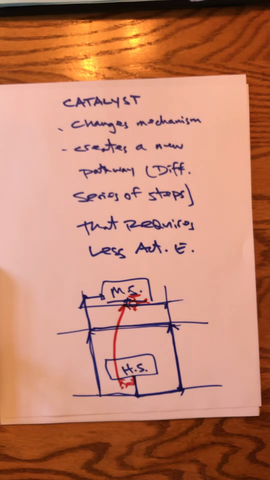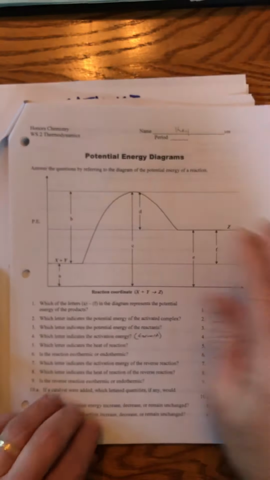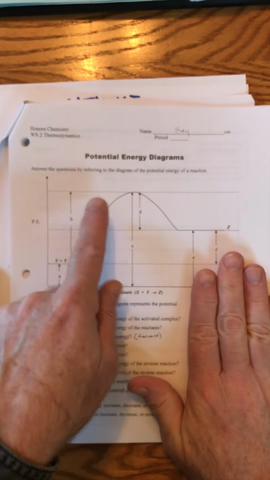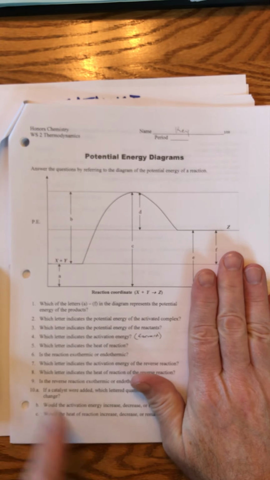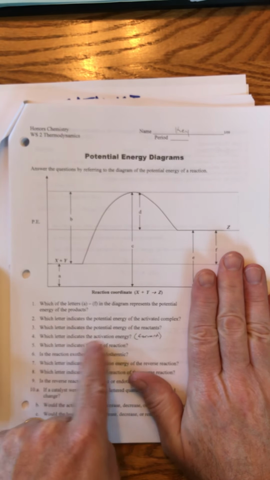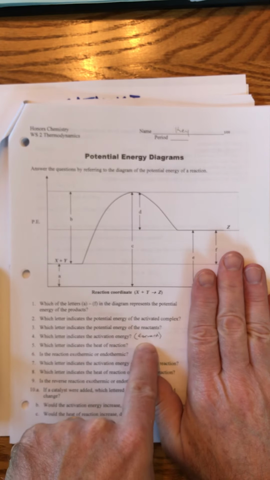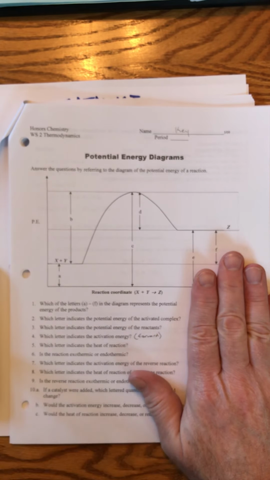Worksheet 2. That's homework. They're going to talk to you about potential energy diagrams. In number 4, when they say which one is activation energy, they're talking about the forward reaction. Worksheet 2 is your homework. Talk to you later.